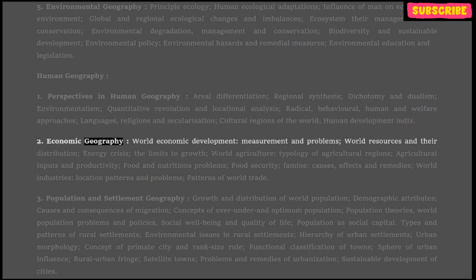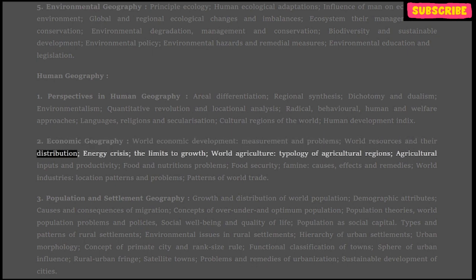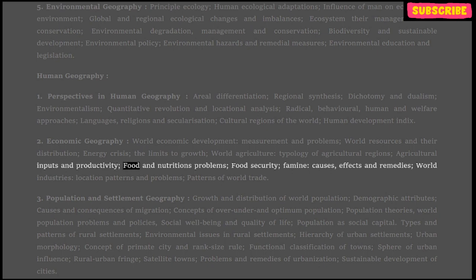2. Economic geography. World economic development, measurement and problems, world resources and their distribution, energy crisis, the limits to growth, world agriculture, typology of agricultural regions, agricultural inputs and productivity, food and nutrition problems, food security, famine, causes, effects and remedies, world industries, location patterns and problems, patterns of world trade.